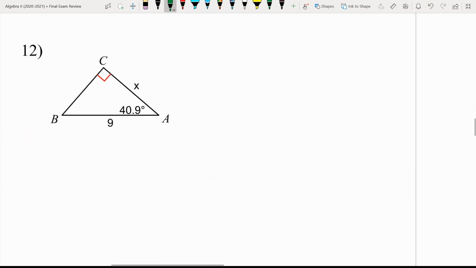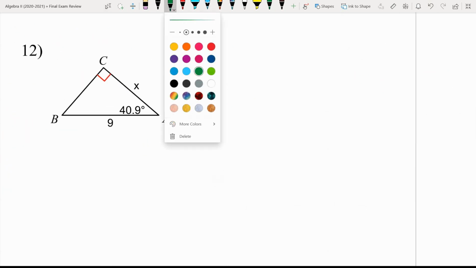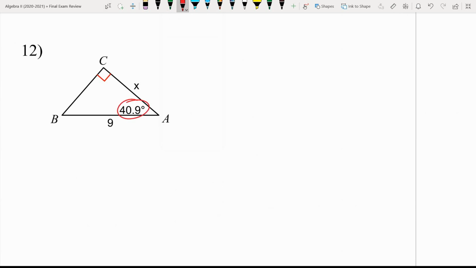And then this last one here, we've got 40.9 degrees. This side here is our hypotenuse. This side over here is our adjacent side. It's right next to it. So it's a cosine situation of 40.9 degrees.